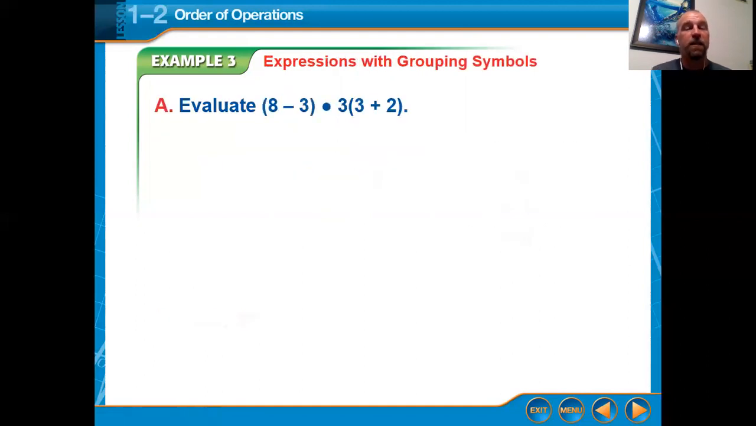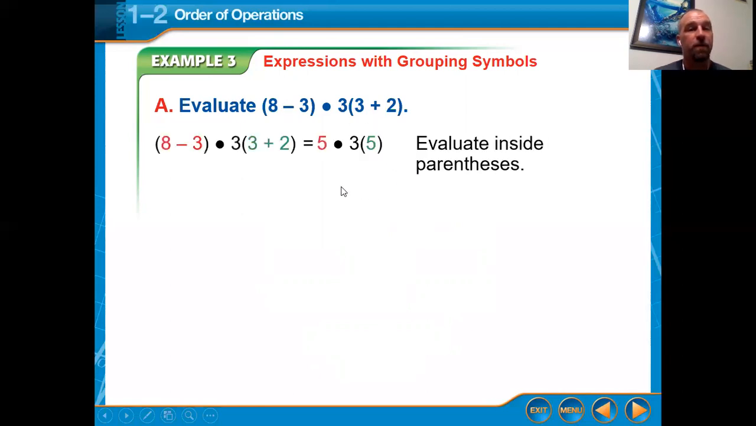Now I've got some parentheses or other grouping symbols in these next few examples. 8 minus 3 is in parentheses, times 3, another set of parentheses, the quantity of 3 plus 2. So we're going to simplify what's inside the parentheses first. We're going to do this subtraction in this parentheses and this addition in this parentheses. We'll get 5 in both of them. So now I have 5 times 3 parentheses 5.